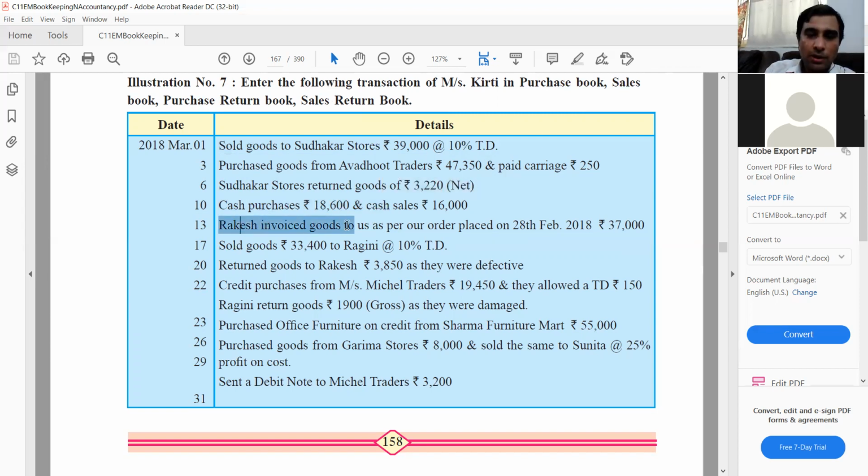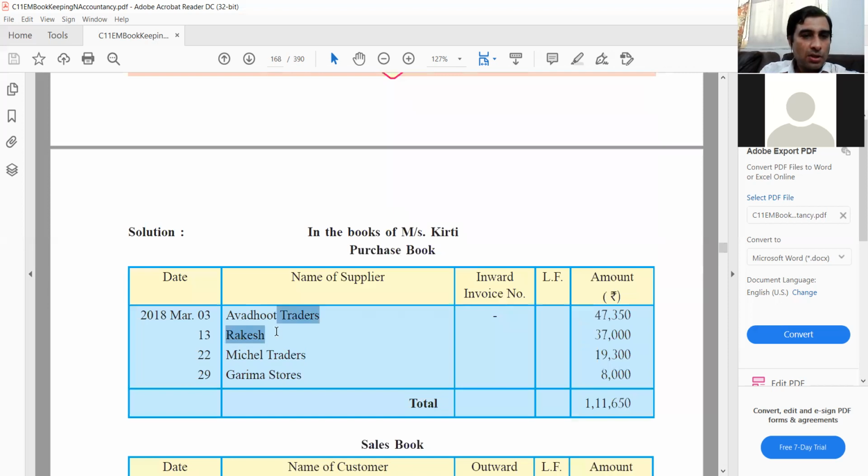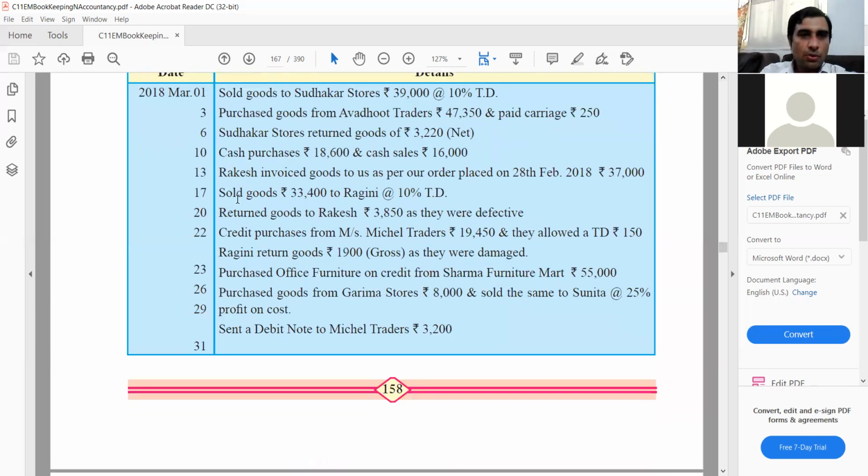Rakesh invoiced goods to us. Rakesh invoiced goods to us as per our order, which means this is purchases. Like I said, when somebody invoices goods to us, it means purchases. So this will come in purchase book, 37,000, and Rakesh's name will come. So if you see down, purchase book, Rakesh, 13th March, 37,000. Okay. Sold goods so and so to Ragini. So 33,400 minus 10%. So you do the math and it will come in the sales book.